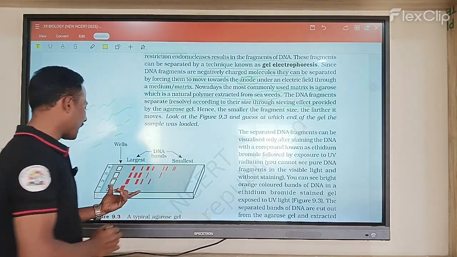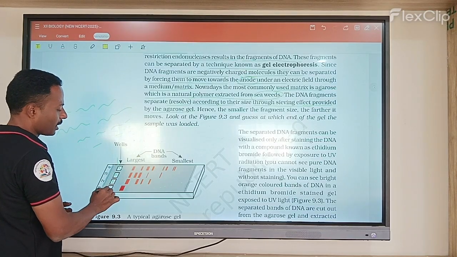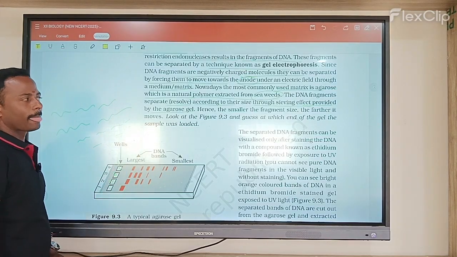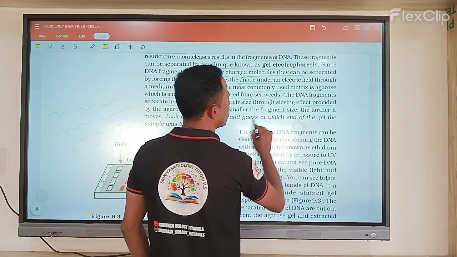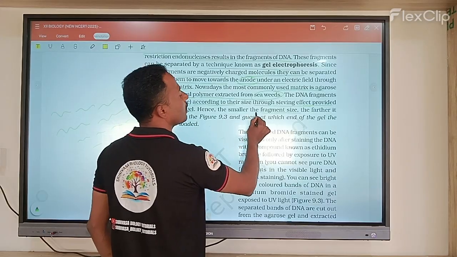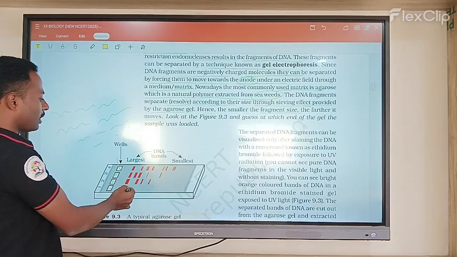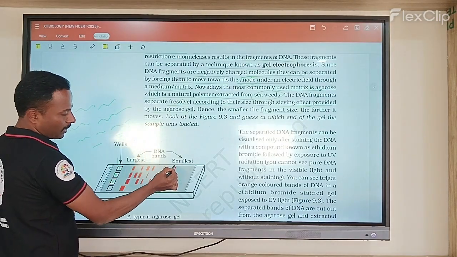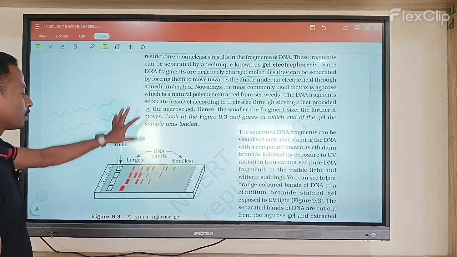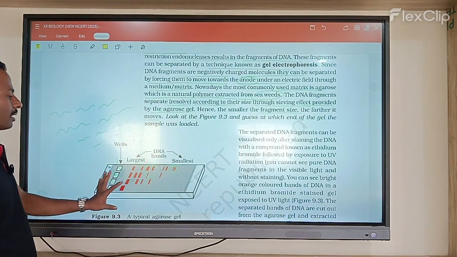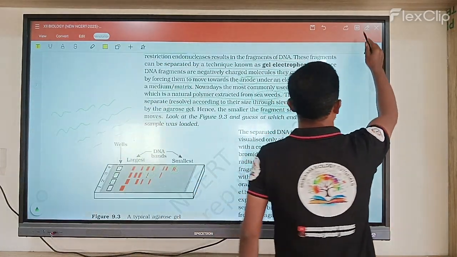With the agarose gel method, when we load the DNA into the wells, the DNA fragments get separated. Hence the smaller the fragment size, the further it moves. See in that diagram, the smaller fragments and medium fragments get separated easily. This is how DNA fragments are separated in the gel electrophoresis method.